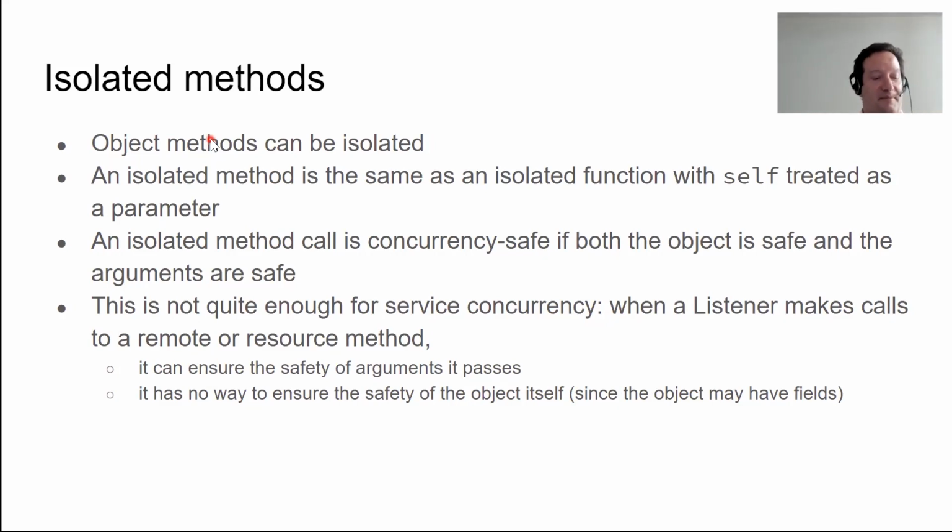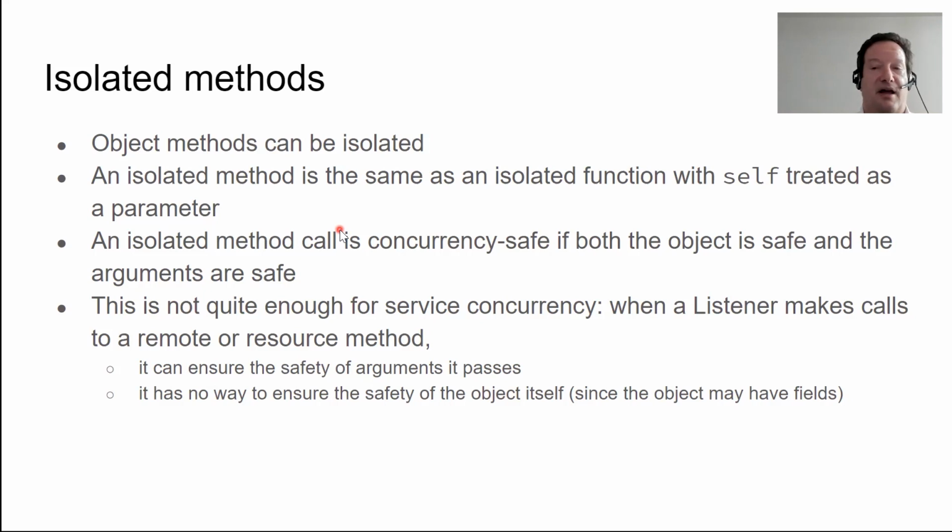So methods. We can have isolated methods. What we're interested in primarily is service concurrency, which means we're interested in being able to run remote methods and resource methods of service objects concurrently. So you can declare a resource method or a remote method of a service object as isolated. And what that means is just like an isolated function, where self is treated as a parameter.